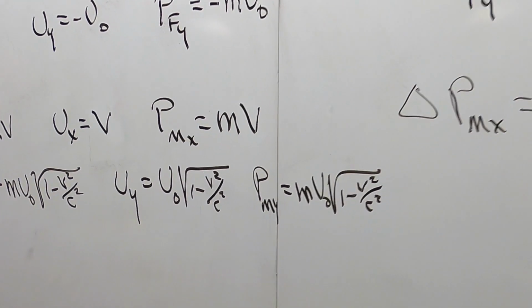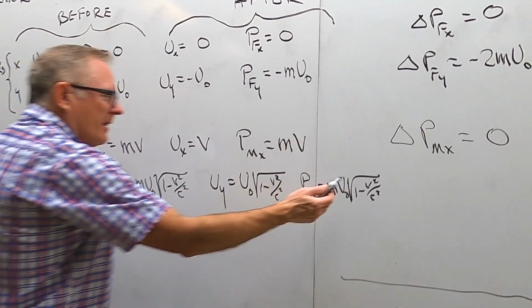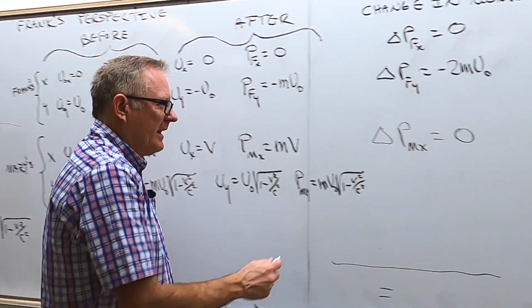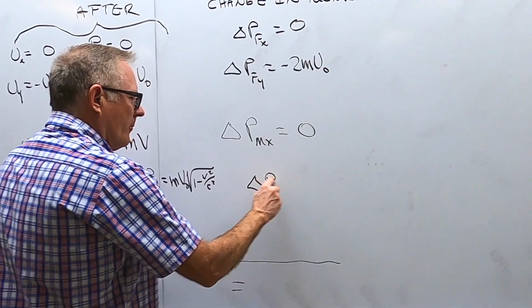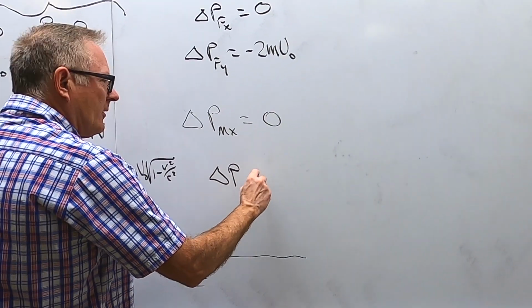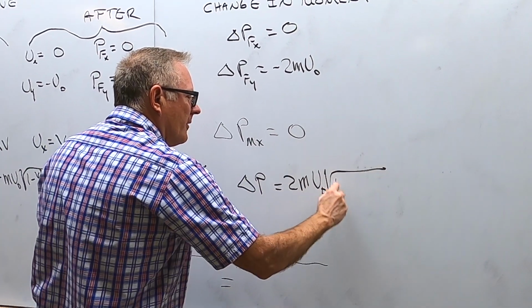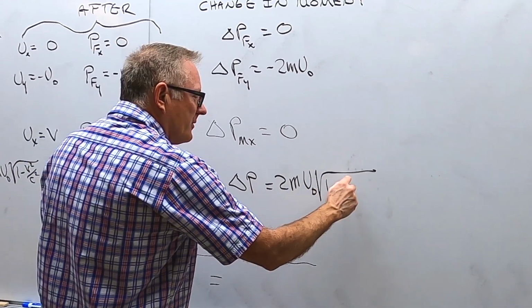And now we do the difference. This minus this is two of these because you're subtracting off a negative. So the change in the momentum is equal to 2 m u naught times the square root of 1 minus v squared over c squared.